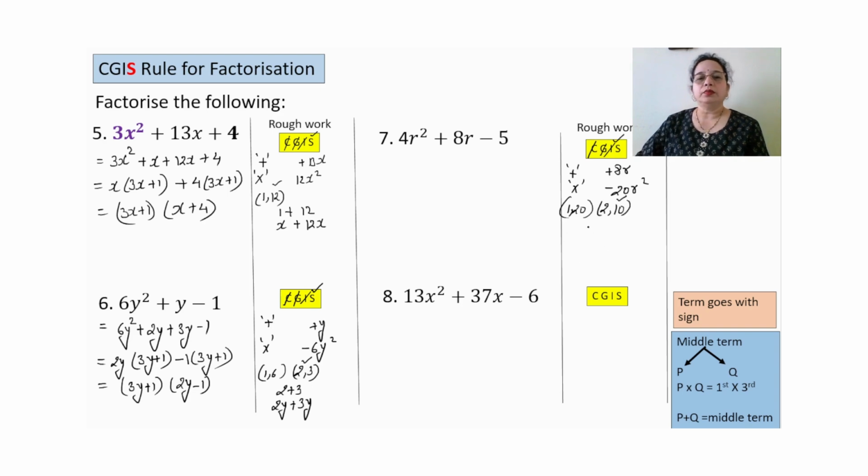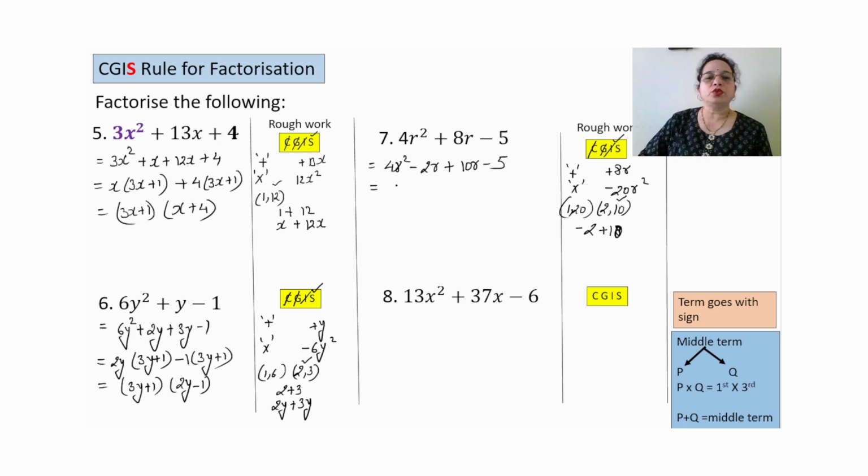So the factors will be minus 2 plus 10, because your middle term is positive. So here we will write down 4 r square minus 2r plus 10r minus 5.